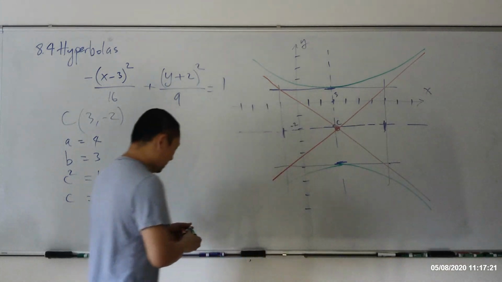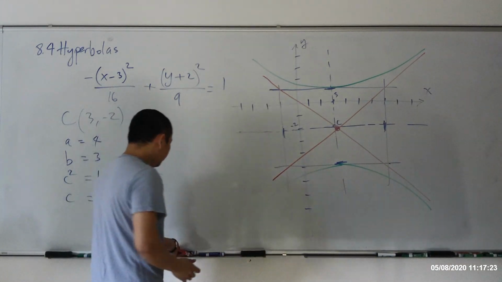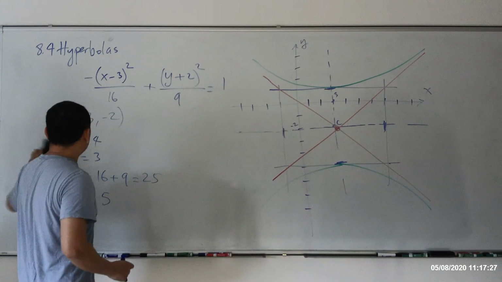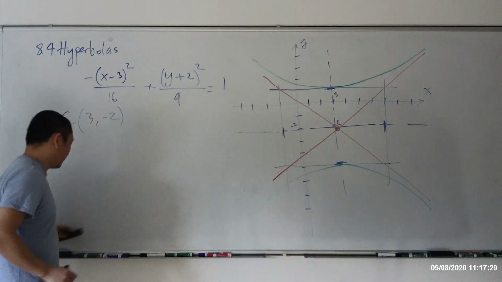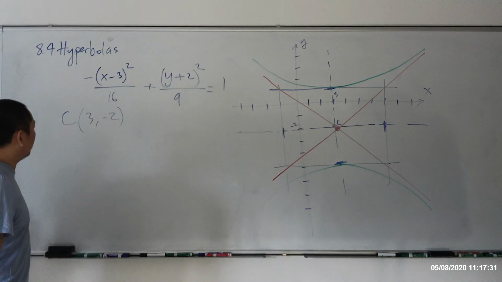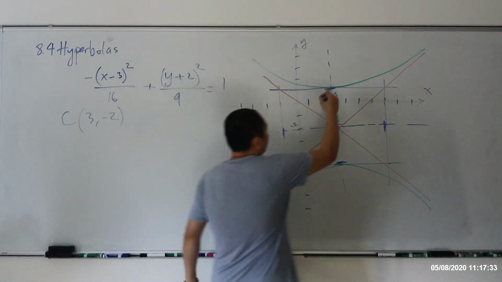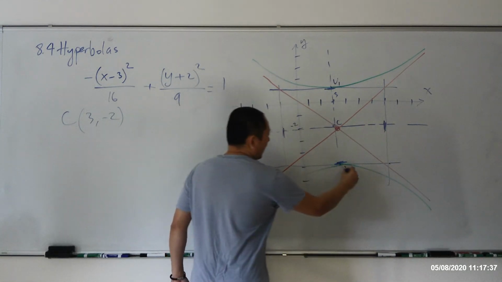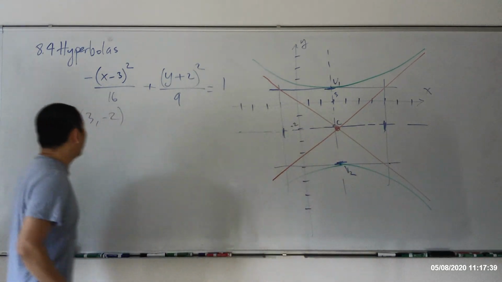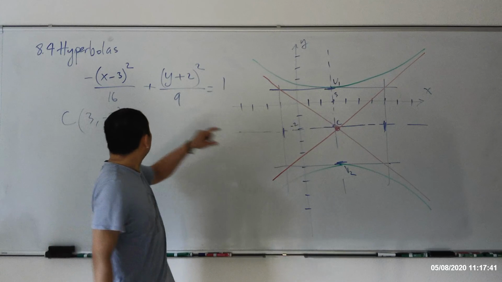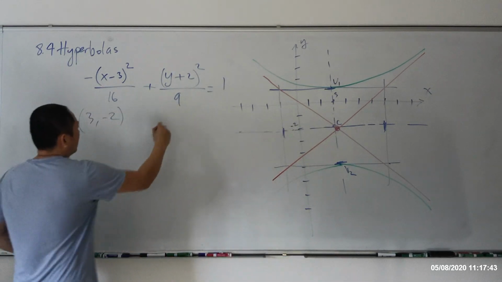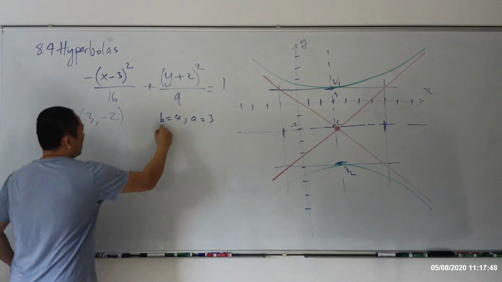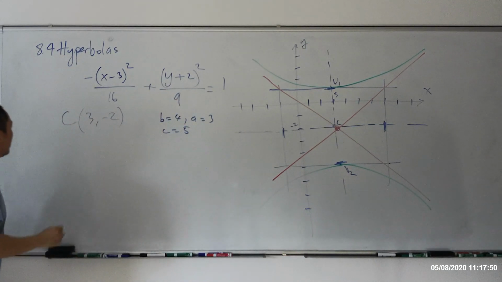Now let's try to determine all the points. We start with the center at (3, -2). The two vertices will be up and down, V1 here, V2 here. Up and down, we are changing the y value. So how far do we go up and down for y? 3 units. b is 3. Just rewrite it: a is 4, b is 3, and c is 5 right away.